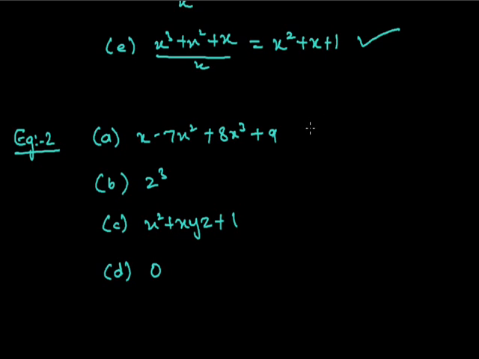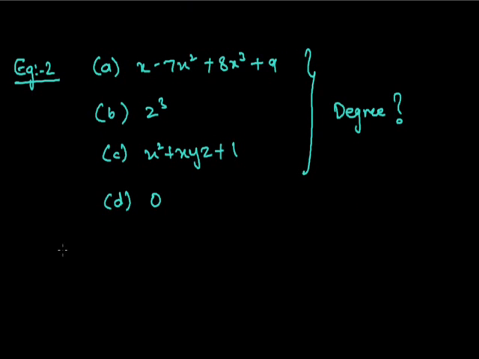In this case, what we need to find out? We need to find out the degree of all these algebraic expressions. So now if we observe these algebraic expressions, what we see, first expression is x minus 7x square plus 8x cube plus 9. So if you need to find out the degree, what we need to do? We need to take the highest power of the variable.